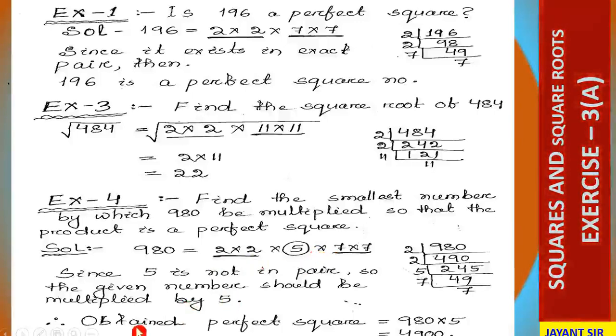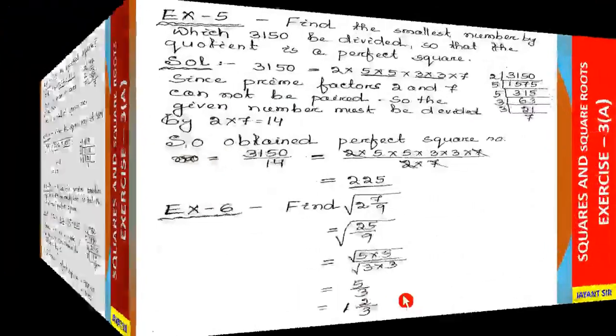What is the obtained perfect square? The obtained perfect square equals 980 into 5 equals 4900. So look here, what must be multiplied? 5 must be multiplied. Then the answer is 4900.